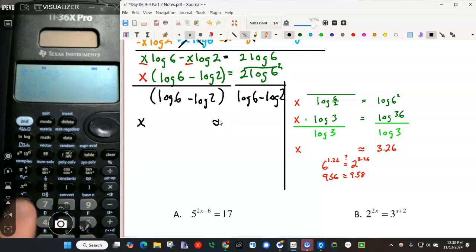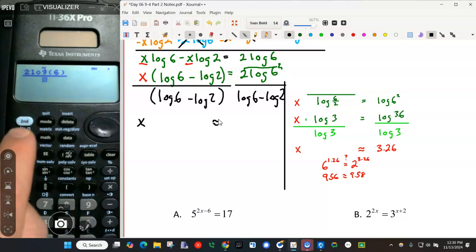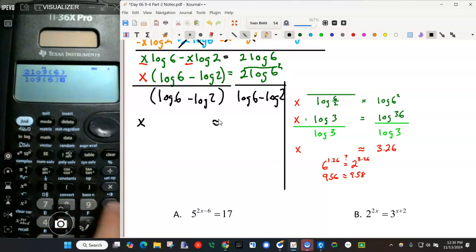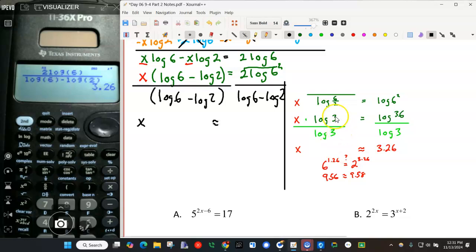So it's more typing in the calculator, because you'd have to put 2 log of 6, and on the bottom you'd have to put log of 6 minus log of 2. But you can see it still gives the same answer. So it's nice to simplify and do all this, but if it's too much and the numbers are too big, just divide by the whole term as a whole, and then we'll still get 3.26 and still do your check.